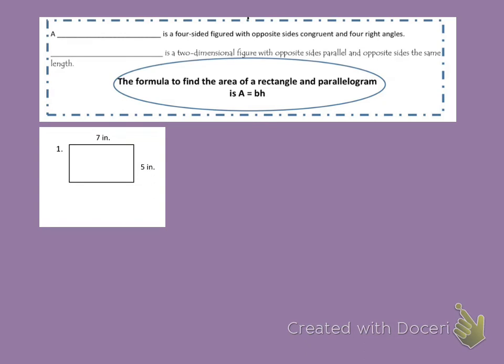So a blank is a four-sided figure with opposite sides congruent and 4 right angles. This is a rectangle. And blank is a two-dimensional figure with opposite sides parallel and opposite sides the same length. So opposite sides parallel, opposite sides same length. This is a parallelogram.